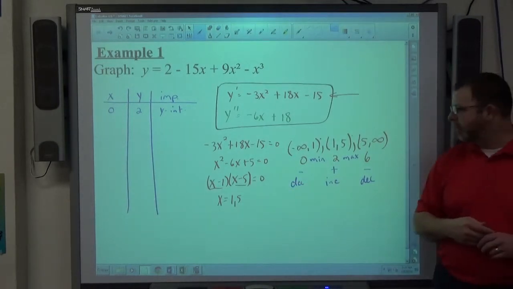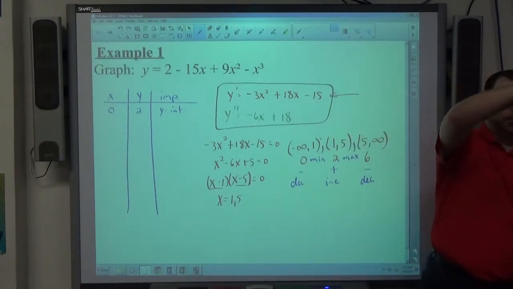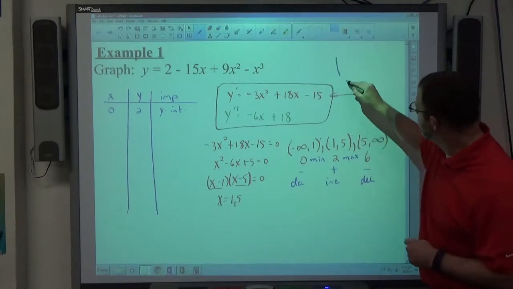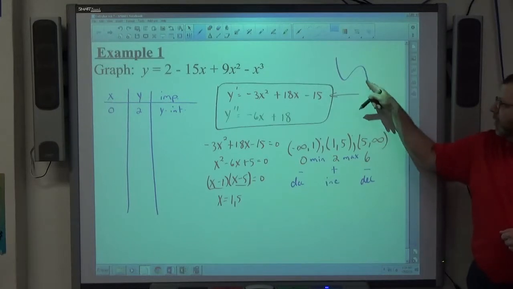It gives me an idea of the shape of the graph. I know the graph's going to go down, hit a low point. It's going to go up, hit a high point. It's going to go down again. So I already know it's going to look something like that. I don't know specifically where it's at. I don't know specific numbers here, but that's the shape it should have. Decrease to increase to decrease.